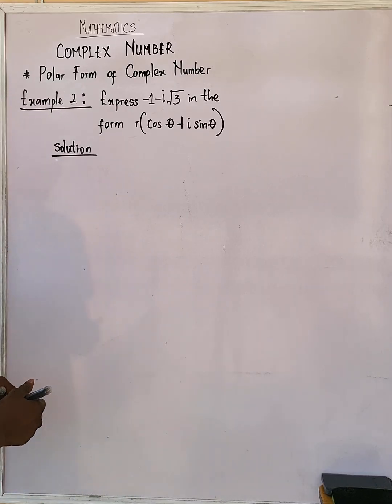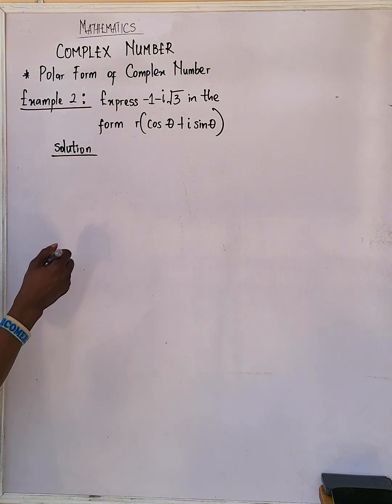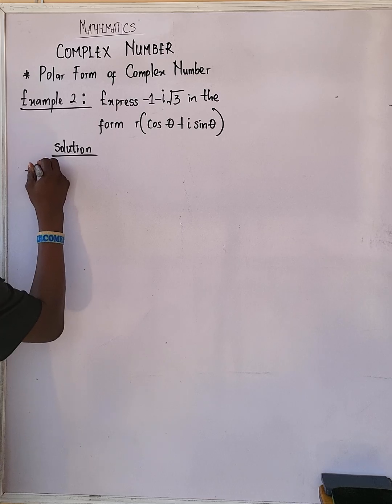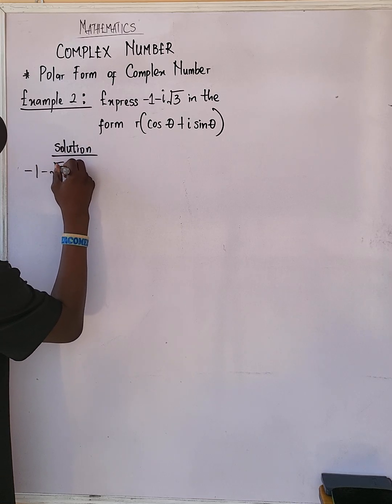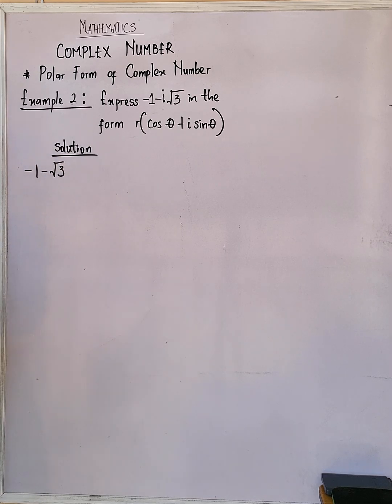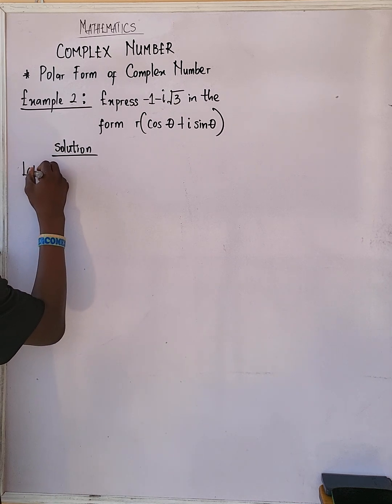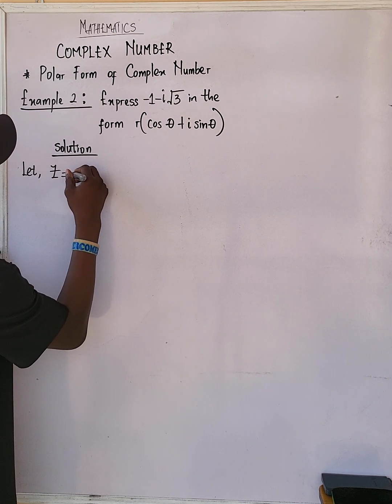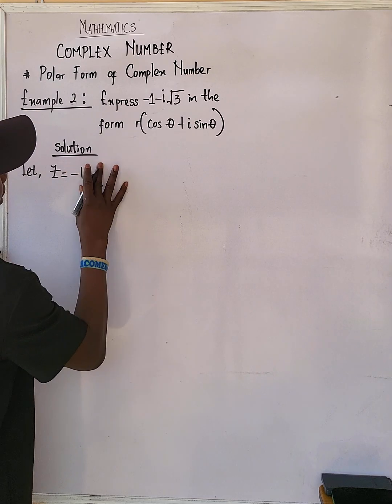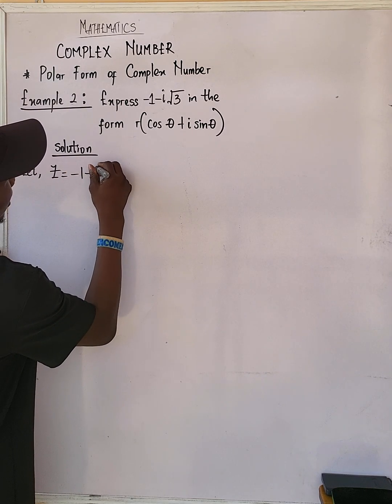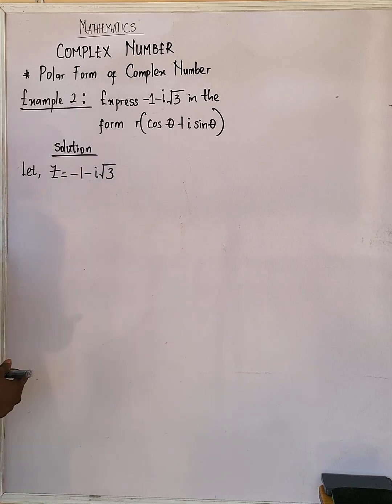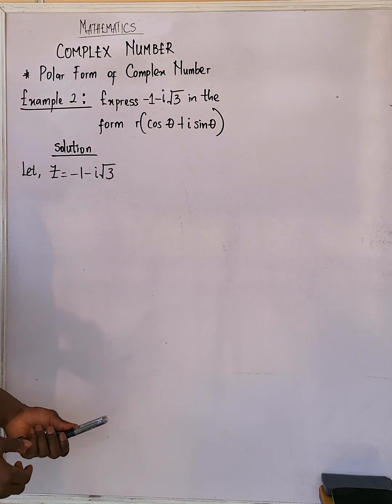So, solution. How do we go about it? Now, let's write the question. We're given -1 minus i square root of 3, right? That's what we're given. So let's just put it in the form of a complex number and say let our z be equal to -1 minus i square root of 3, right?